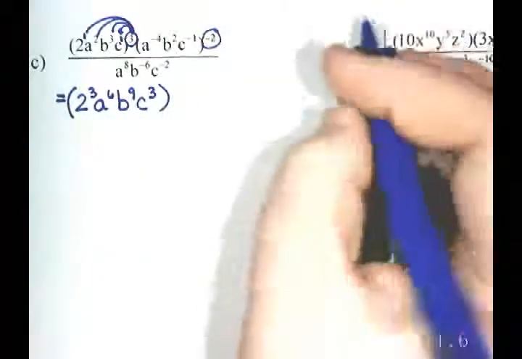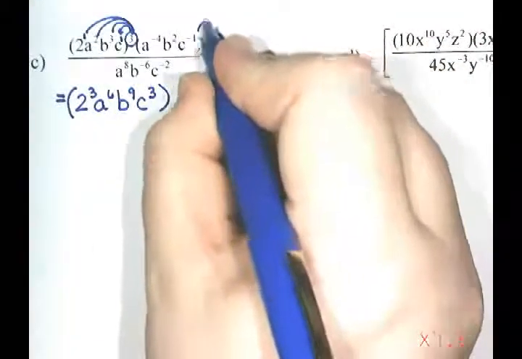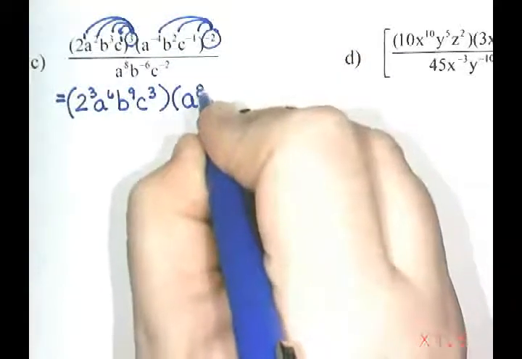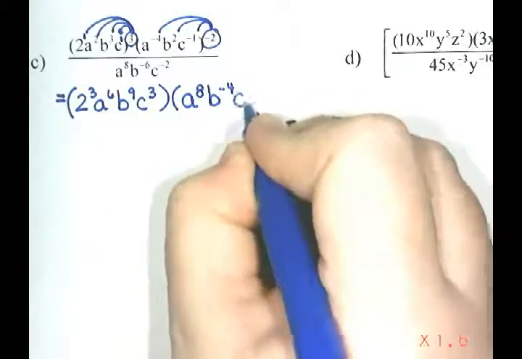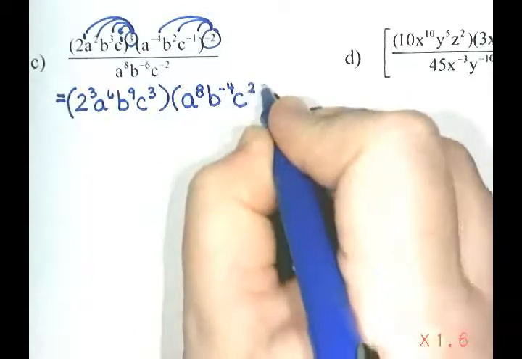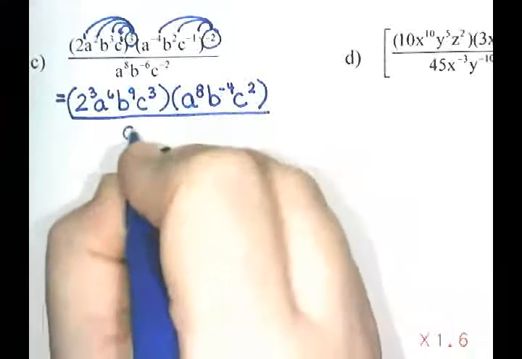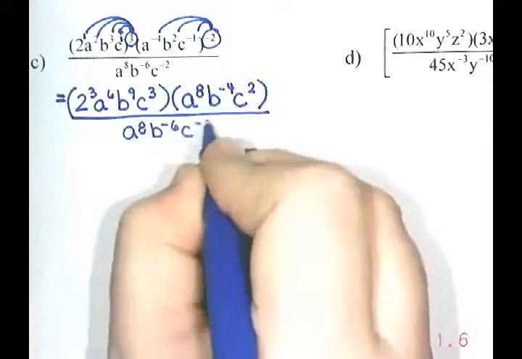Now the second one, same idea, except they already all have an exponent there. So we multiply negative 2 into all 3 of those exponents, which is going to give me a to the power of positive 8, b to the power of negative 4, and c to the power of positive 2. And the denominator is still a to the 8, b to the negative 6, c to the negative 2.